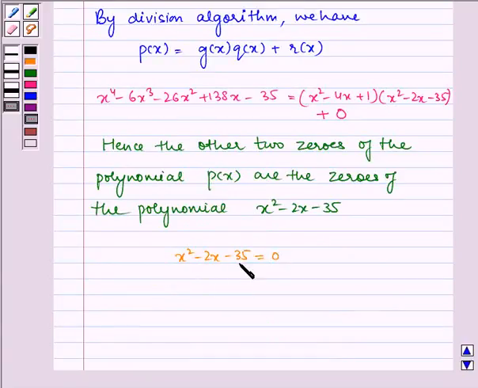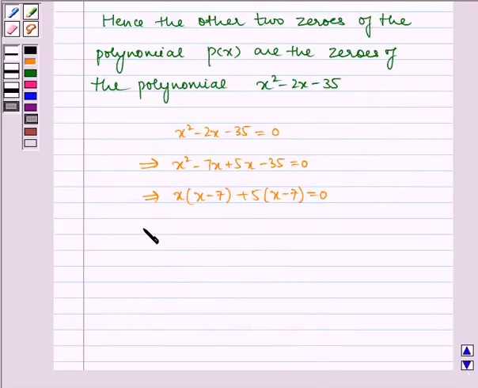is equal to 0, which implies, now splitting the middle term, x^2 minus 7x plus 5x minus 35 is equal to 0, which implies x into x minus 7 plus 5 into x minus 7 is equal to 0, which implies x plus 5 into x minus 7 is equal to 0, which implies x is equal to minus 5 and x is equal to 7.